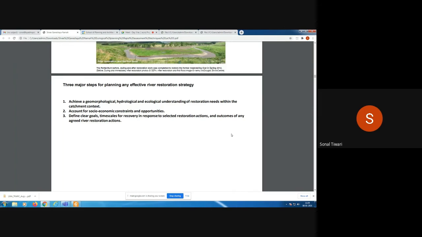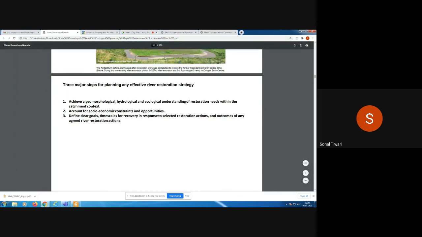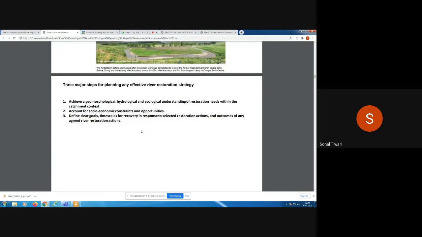Then, the identification of socioeconomic constraints and opportunities. And thirdly, to define clear goals, and scales for recovery. Maybe geomorphological restoration can take a span of 5, 7 or 8 years, so one also needs to identify the time scales of the different goals. Maybe an entire project can be envisioned after 30 or 50 years, when all the subsidiary goals have been achieved, and the entire river restoration appears as it was planned. So these three are very necessary.